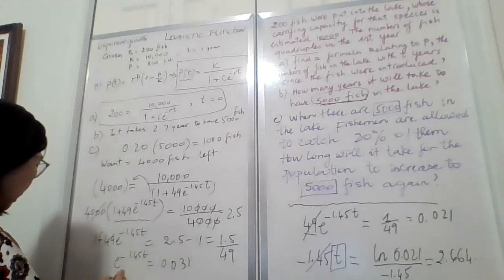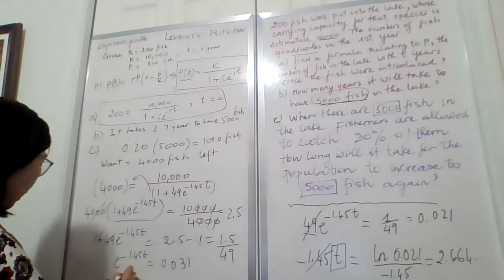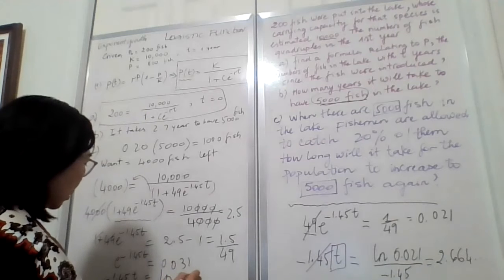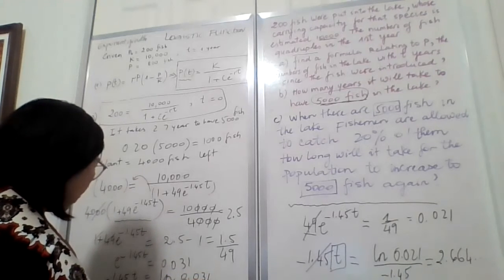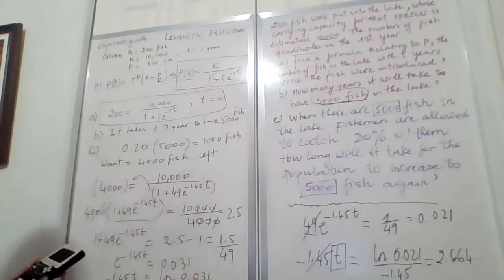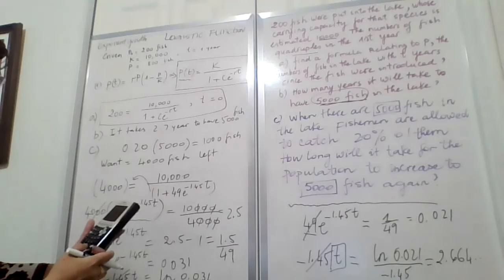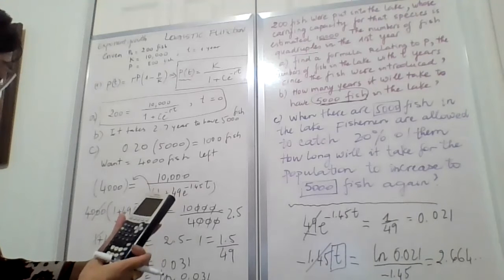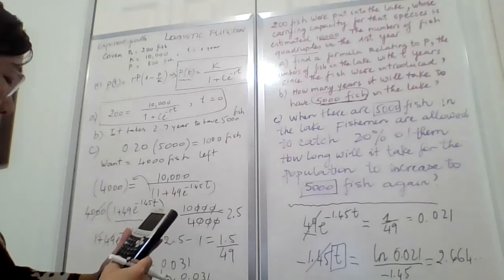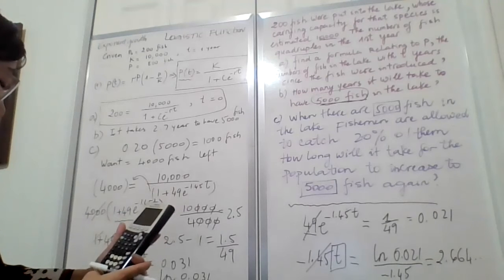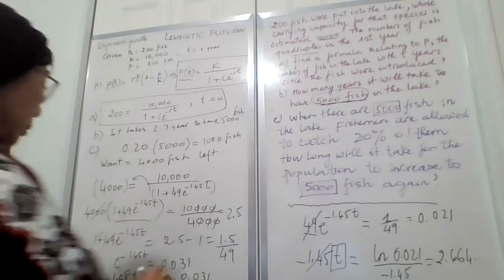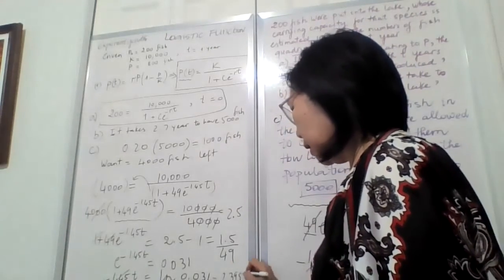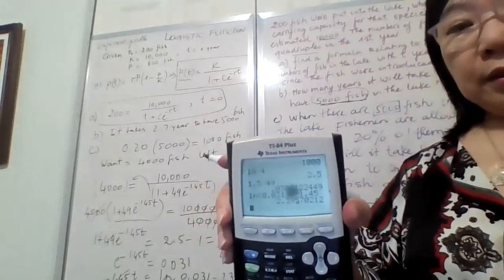So now take log on both sides. I will have minus 1.45 t equals this. So to solve for t, I'm going to take the log of this number and divide by minus 1.45. So t will be equal to ln of 0.031 divided by minus 1.45. I got this number, 2.395. So that's on my calculator, right?